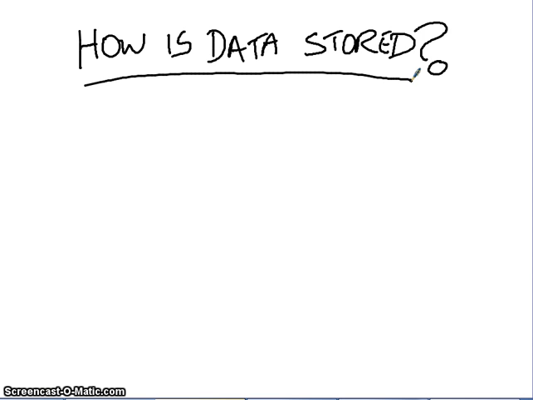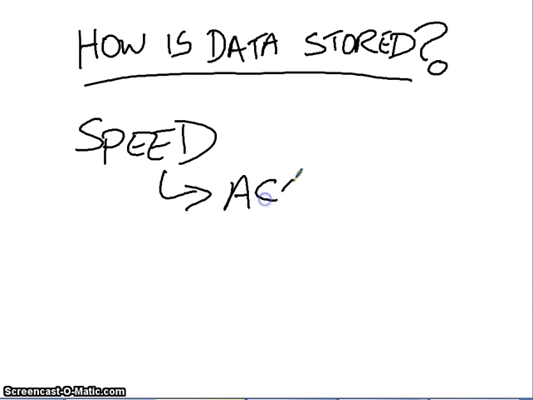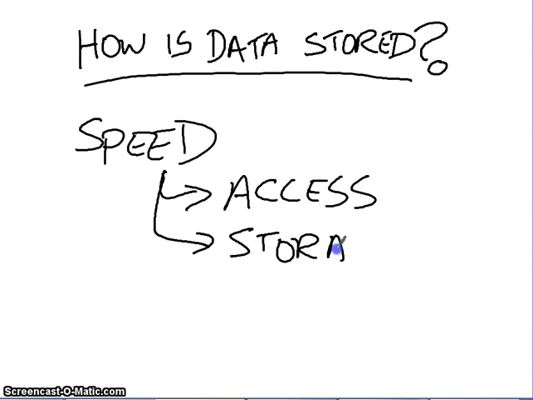This is important because the different ways that we store the data can have a big impact on speed of access. Okay? Now, there are two different types of speed. There's access speed, so I can get to it really quickly, or storage speed. I can either access it really quickly or I can store it really quickly. Depending on how much you're doing of each task, you can choose different data storage methods.